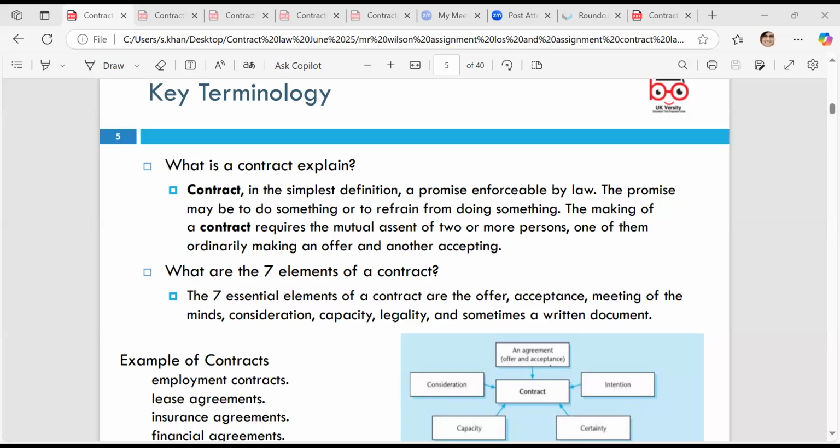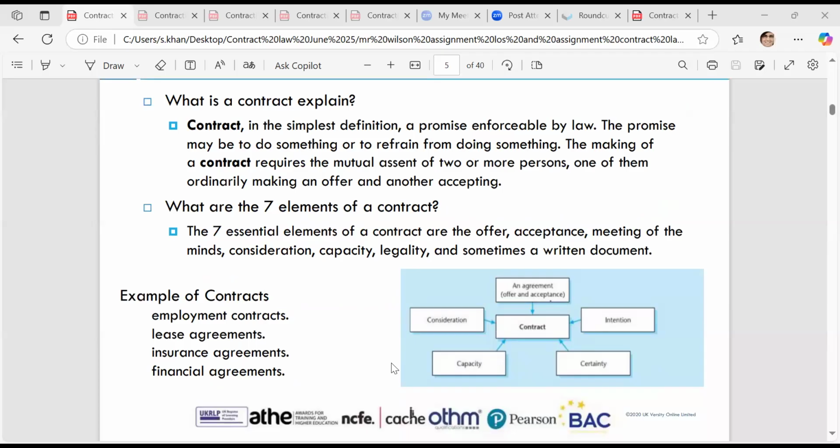And then there's 7 elements of a contract, which is in that diagram there as well. So you've got an offer, acceptance, meeting of the minds, consideration, capacity, legality, and sometimes a written contract. And we have employment contracts. So if you get a job, Lisa, you have the expectation that you would get a contract, wouldn't you? Yes. If you buy a car and it's on finance, you would get a financial contract, wouldn't you?